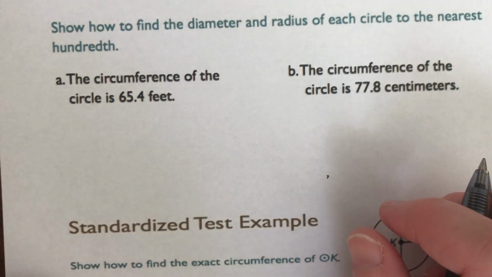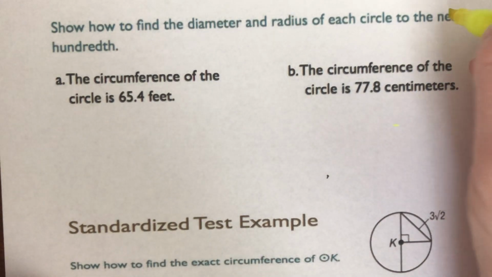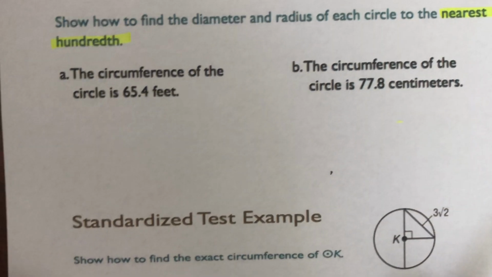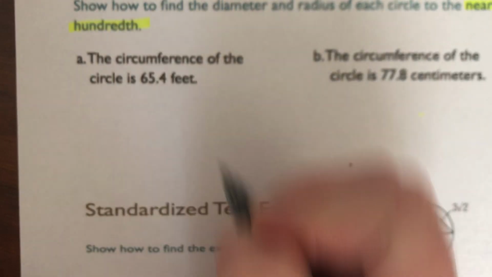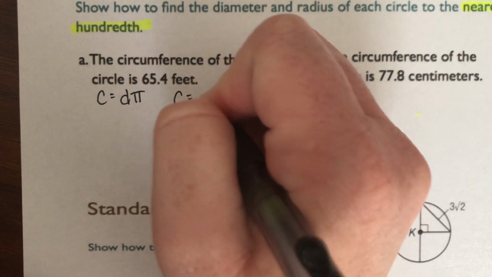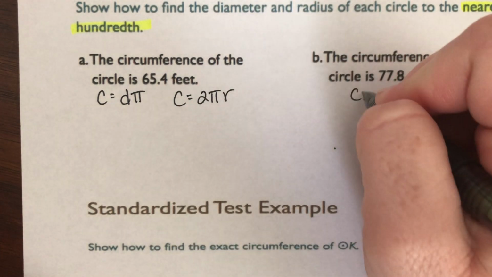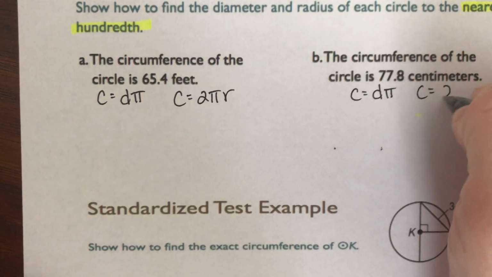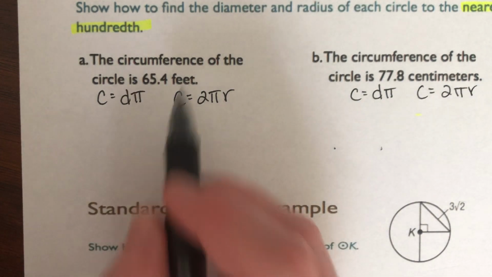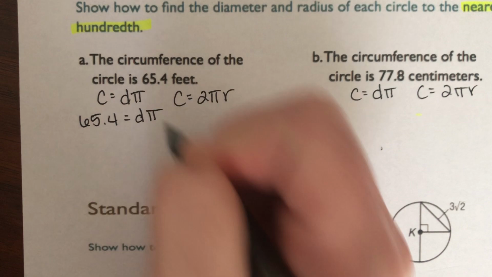Show how to find the diameter and radius of each circle to the nearest hundredth. So again, we're rounding to the nearest second decimal place. Here it's going to give us the circumference and we work backwards. Our circumference formulas are d times pi or 2 times r times pi, or 2 pi r. I'm going to write it on both of these. When it gives us the circumference, 65.4 feet, I'm going to write 65.4 equals diameter times pi.